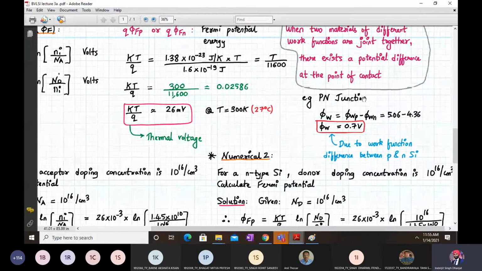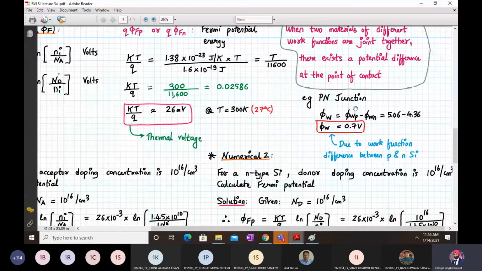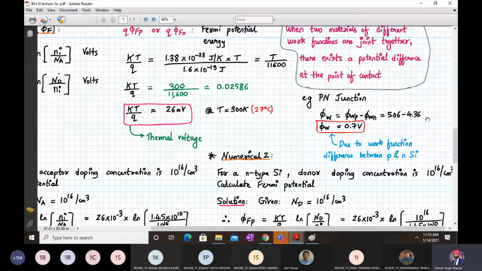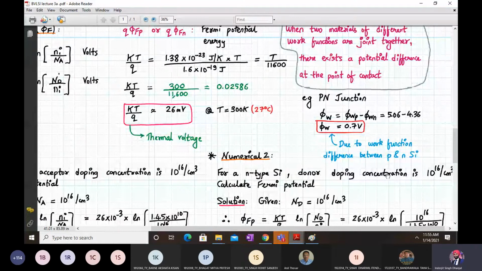So the moment you form a p-n junction, the work function difference will be phi Wp minus phi Wn, which is 5.06 minus 4.36. And if you subtract this, you will get 0.7. Remember 0.7? Do you remember something about 0.7?